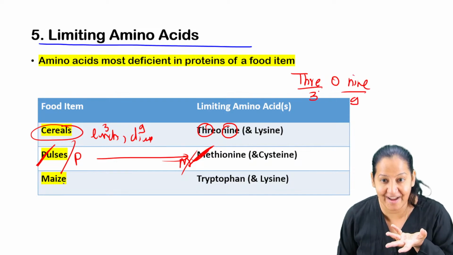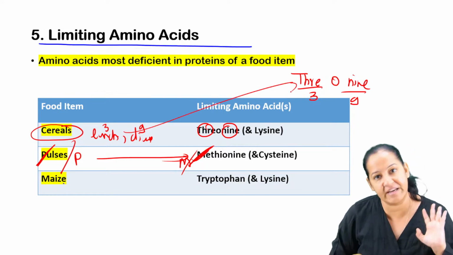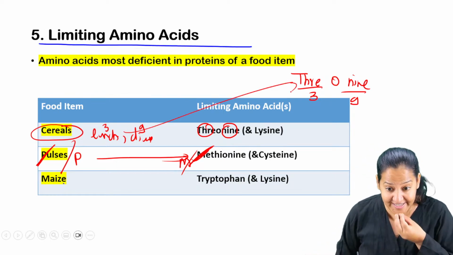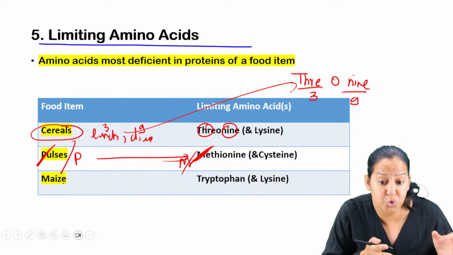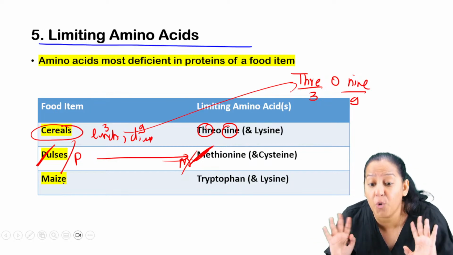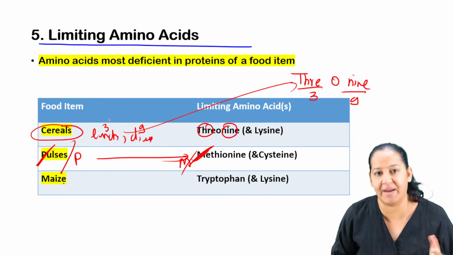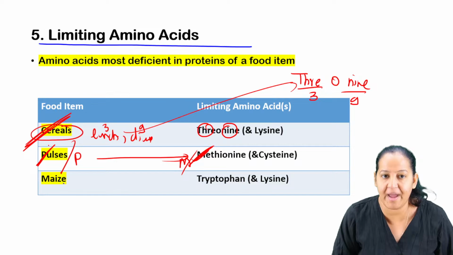We eat cereals at 3 and 9. So cereals are deficient in 309. You will never forget now. We eat cereals in lunch and dinner, at 3 o'clock and 9 o'clock. So cereals are deficient in 309. You can learn like that.